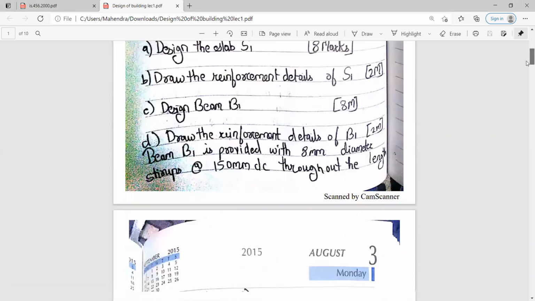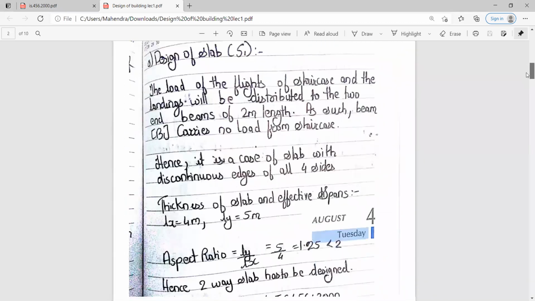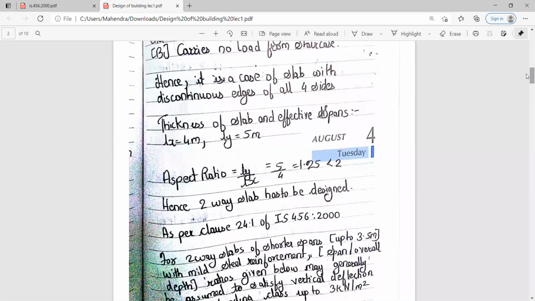So now there are two types of slab, that is the one-way slab and the two-way slab. So what is a one-way slab and what is a two-way slab? Yes, anyone from you, can you let me know what is one-way slab and what is two-way slab?